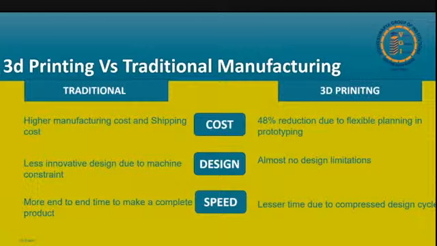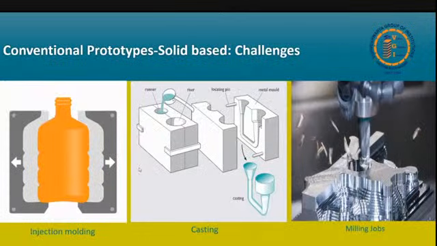So the next point is less innovative design due to machine constraints. As I said, in traditional design there are a few limitations in the way you can design the part, which means there are some features you have to take care of, like how thin your walls can be. There will not be an undercut.